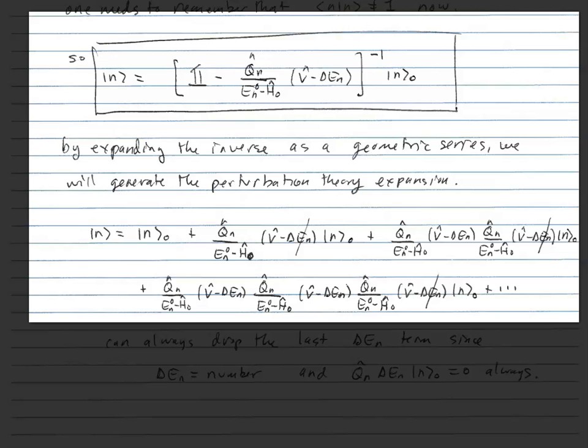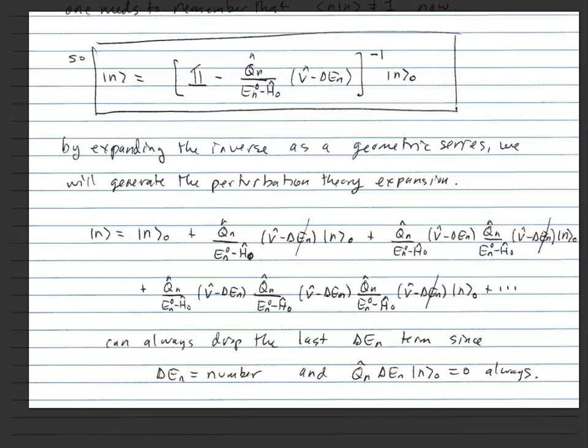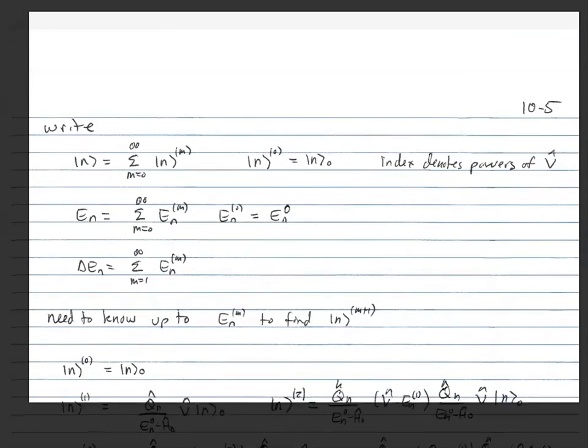Now the second term in the expansion is going to be the square of that operator. But again, that last term, because it's a number multiplying the state |n₀⟩, I can always drop that last number. And then the third term will be the cube of that big operator. And again, we can drop the delta En from the end. We now have this expression, and now we have to work with this expression to get the actual results that we're trying to get.